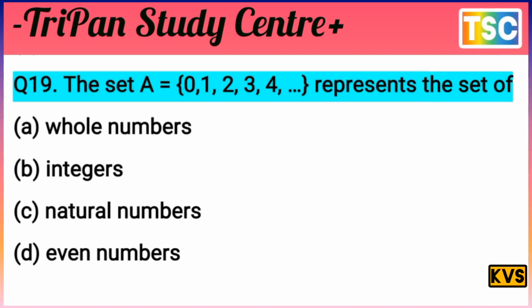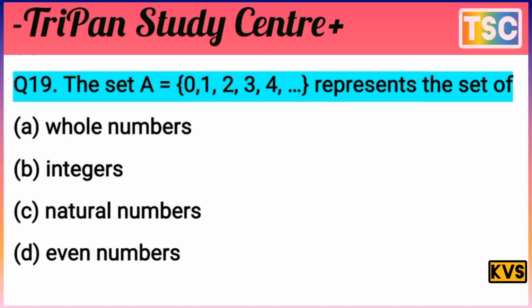The next question on your screen is important. The set A is equal to {0, 1, 2, 3, 4}. Does it represent the set of: A, whole numbers; B, integers; C, natural numbers; D, even numbers? The question is clear. Set A is 0, 1, 2, 3, 4. But first of all, check your IQ level and choose the correct option in your notebook. Come on. You must have a thought of your answer. Let's see what the answer is.